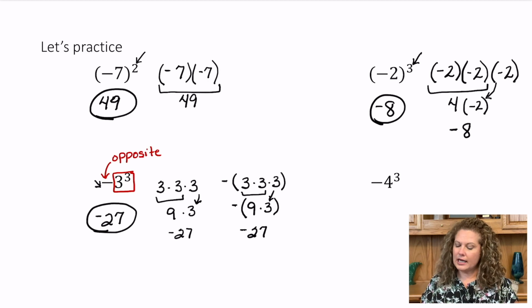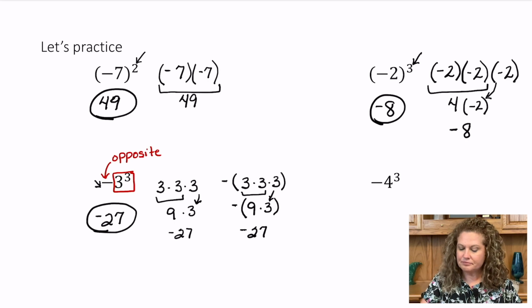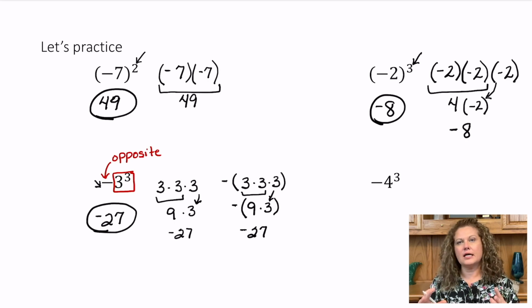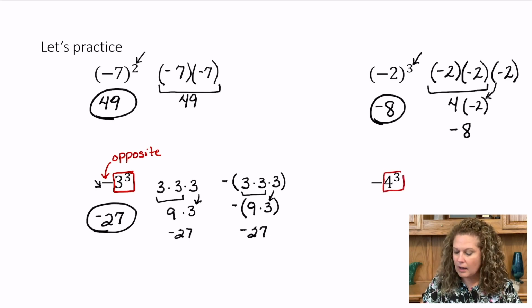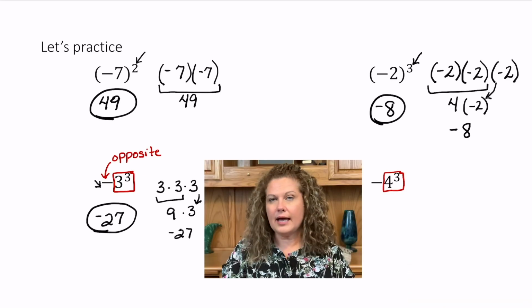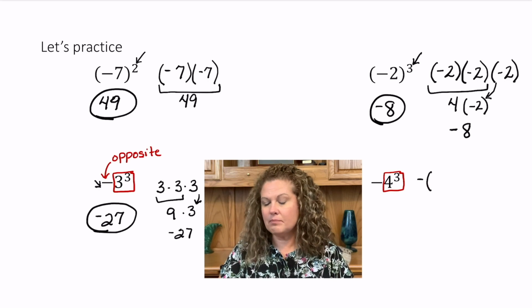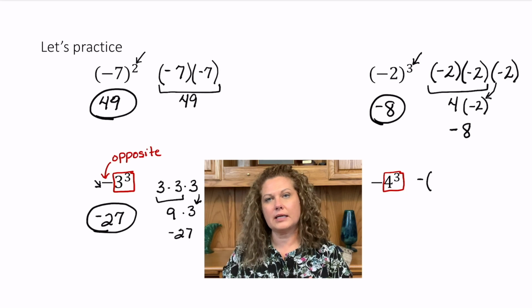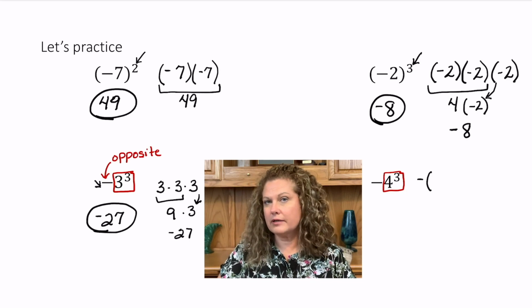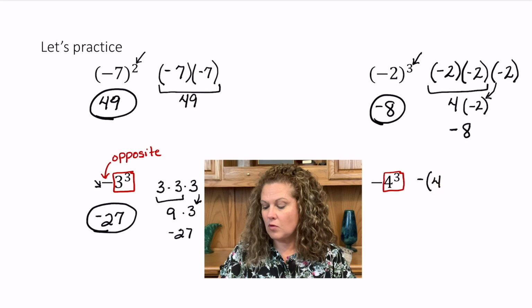So let's take a look at our fourth example. We have -4 to the third power. So remember, because my -4 is not in parentheses, my power only applies to my 4. So I'm going to go ahead, use my parentheses strategy. I'm going to put my negative, and then inside my parentheses, I'm going to put my repeated multiplication. And the factor I'm going to repeat is 4. So I'm going to say 4 times 4 times 4.